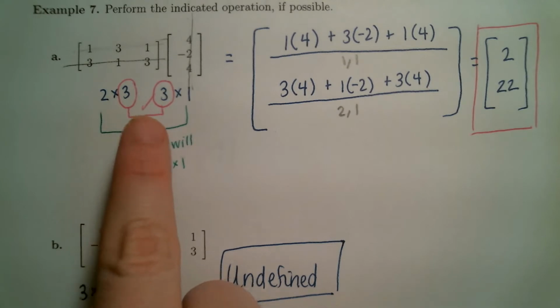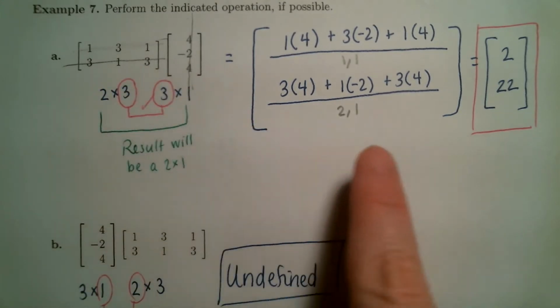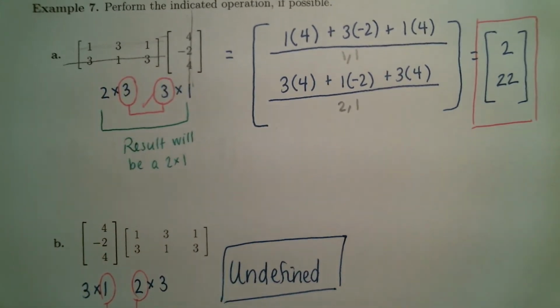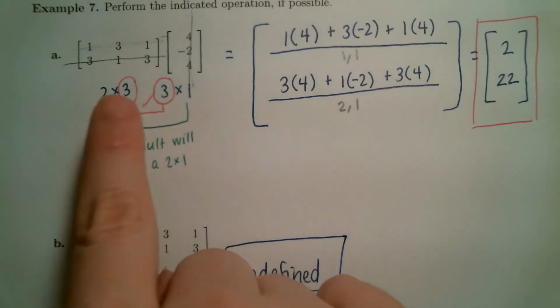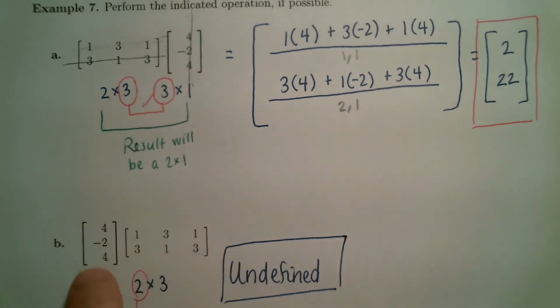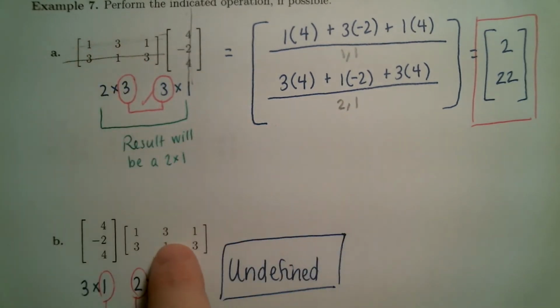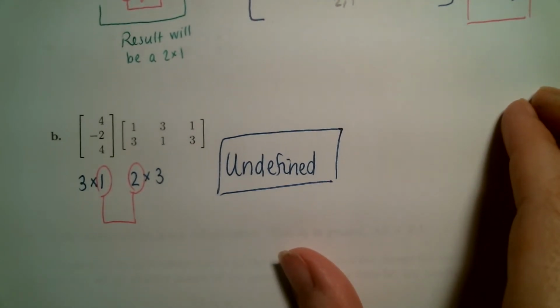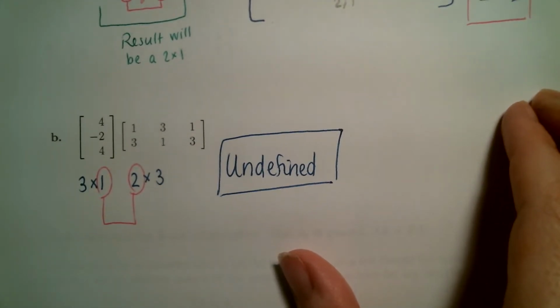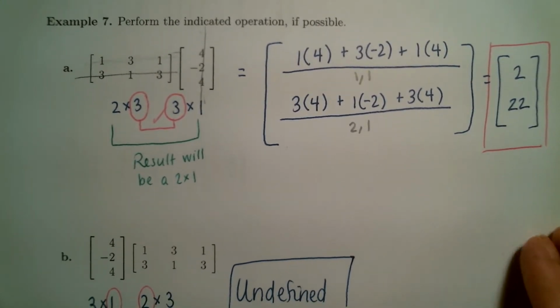And notice that order matters with multiplication, okay? I did this matrix times this matrix and I got an answer, okay? But then in part B, I had the same exact two matrices, but I changed the order. In part B, this guy was on the left, this guy was on the right, and that matrix product was undefined, okay? So this is actually showing you one huge difference between matrices and just ordinary numbers.